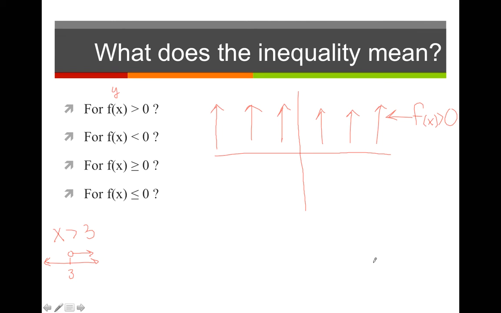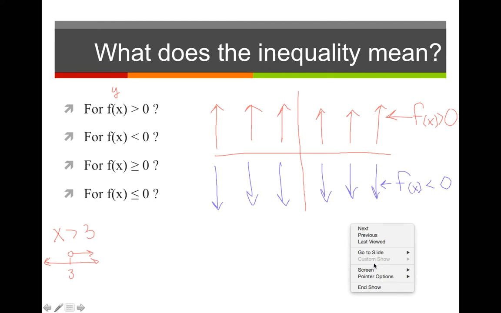Then we can ask ourselves, where is the function less than 0? And that would be the y values below the x-axis. So down here in quadrants 3 and 4, this is where my function is less than 0. And then the obvious one should be, where is my function equal to 0? That would combine with this greater than or equal to or less than or equal to, and where the function is 0 is on the x-axis.